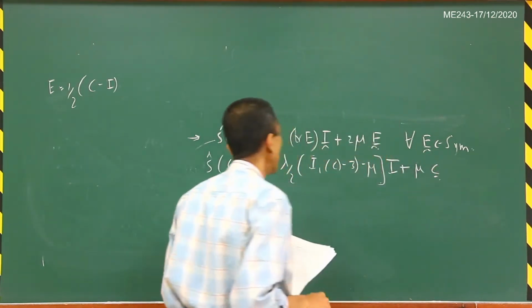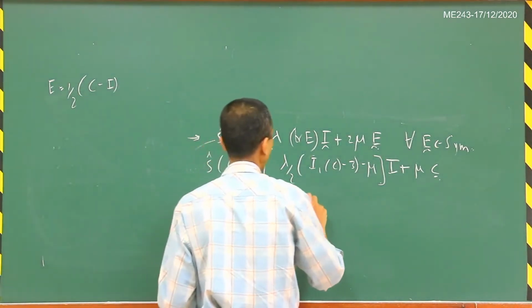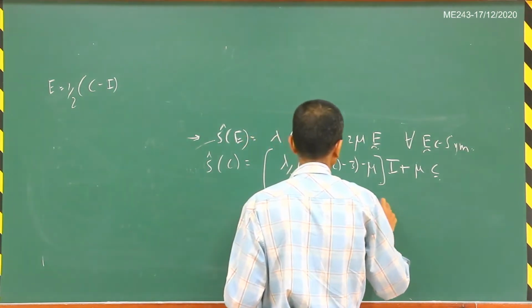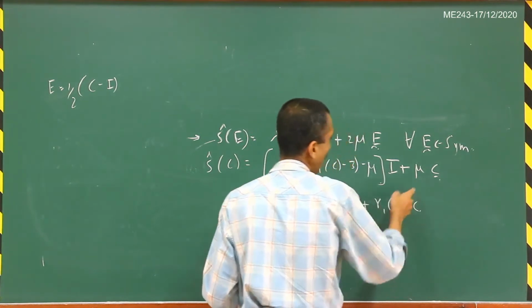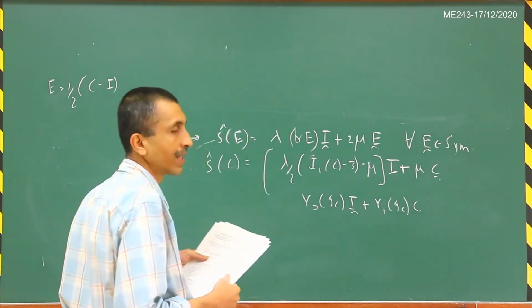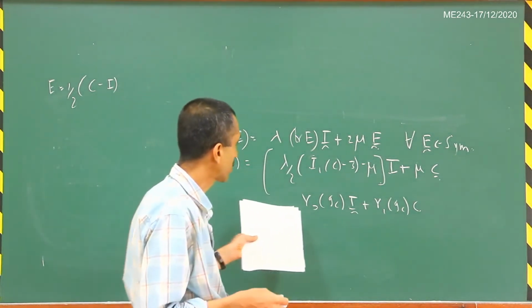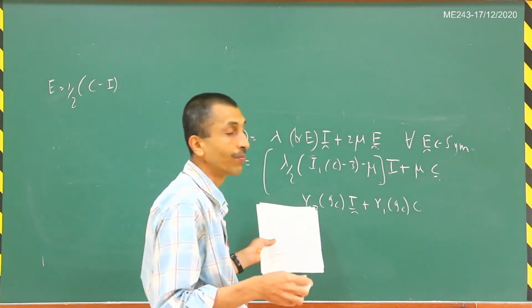And now you can see that this is of the form gamma naught of invariants of C times identity plus gamma 1 of invariants of C times C. Of course, this gamma 1 is just a constant, but still you can take that to be a function of the invariants of C, because it is a special case of the more general form.